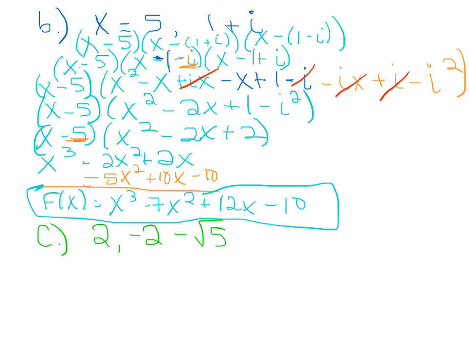Don't forget what your complex and your radical conjugate rules are. If you have negative 2 minus the square root of 5, then you must have negative 2 plus the square root of 5. Common mistake here is that somebody's going to give me a positive 2 plus the square root of 5. Please be careful with that.